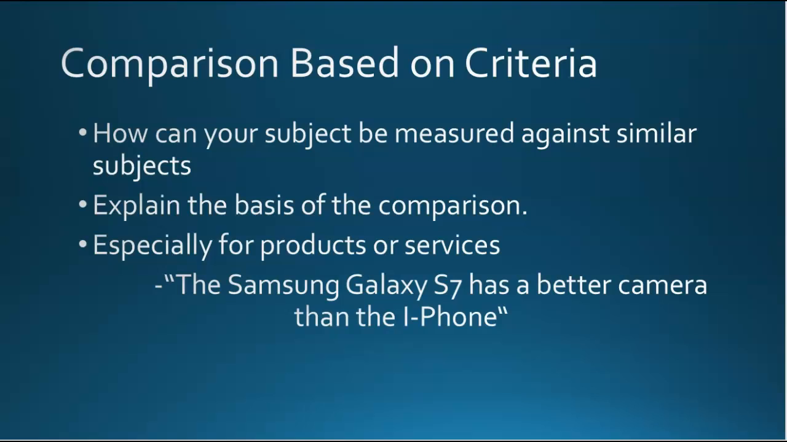Setting the expectation. So I've talked for the last 15 minutes about criteria. One of the things we're going to be looking for, in addition to established and clear specific criteria, is that you should have some sort of comparison based on the thing that you're selecting. How can your subject be measured against similar subjects? Because what if your reader is unfamiliar with the subject that you're reviewing, right? Explain the basis of the comparison.